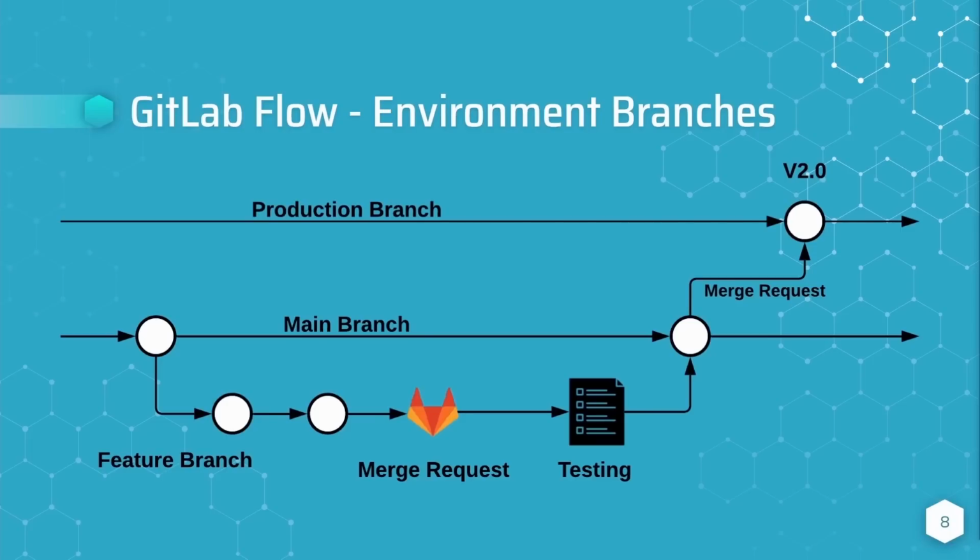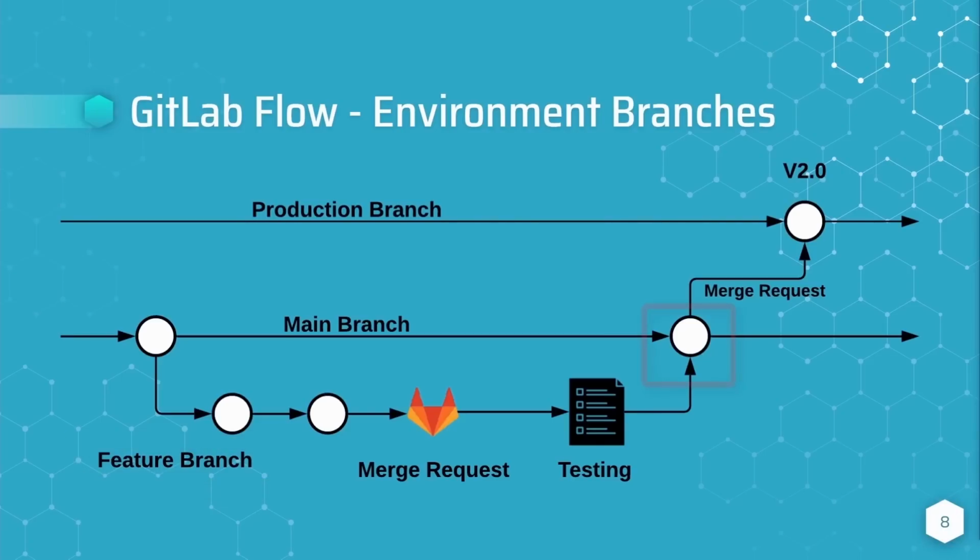In this workflow, we have a long-lived production branch, which represents the production environment in which the software application is deployed. The code on the production branch should always be deployable. Like the GitHub flow, this workflow utilizes feature branches off of the main branch, but main is merged into some number of environment branches and then to the production branch.